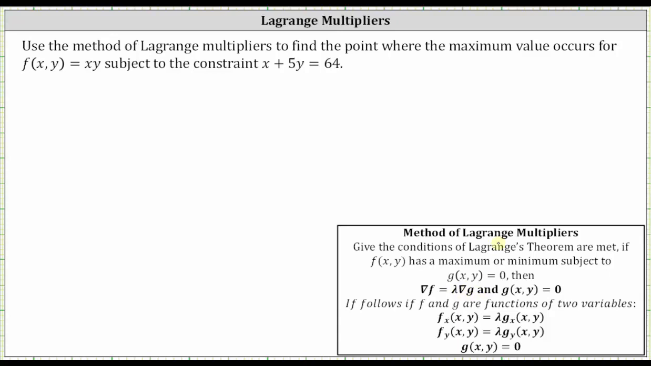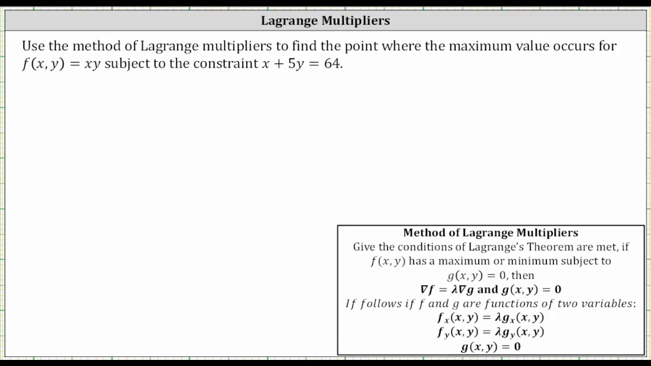The gradient of f equal to lambda times the gradient of g indicates the max or min occurs where the two gradients are parallel or multiples of one another, and also normal to the level curves of both f and g. The result is, if we solve the system of equations below, we can determine the maximum value of the given function f under the given constraint.